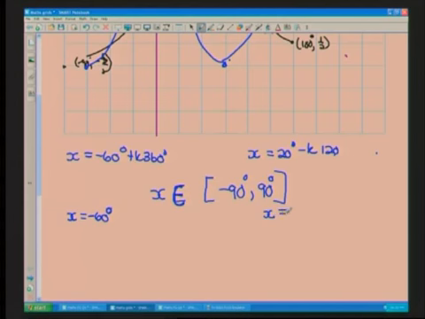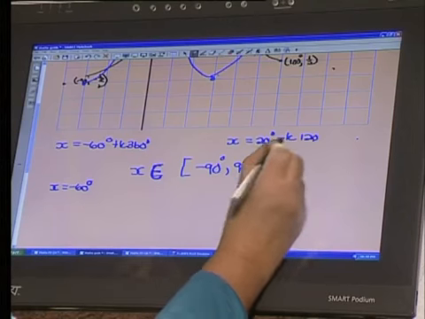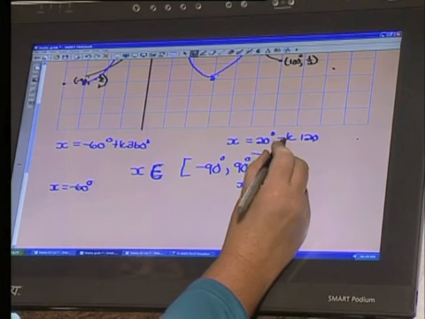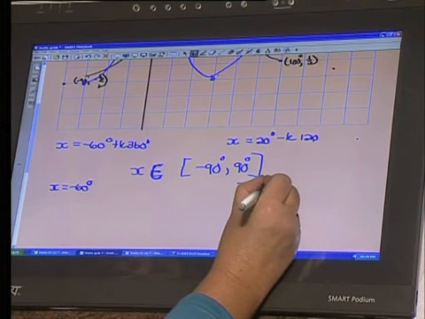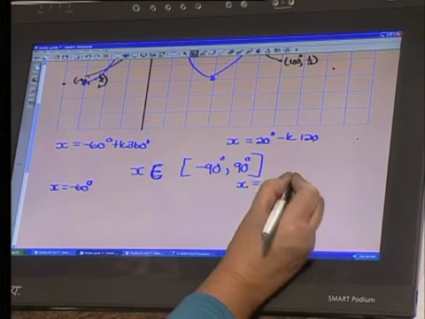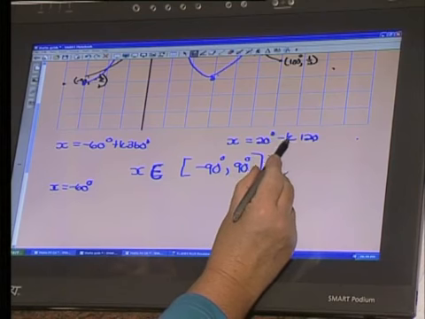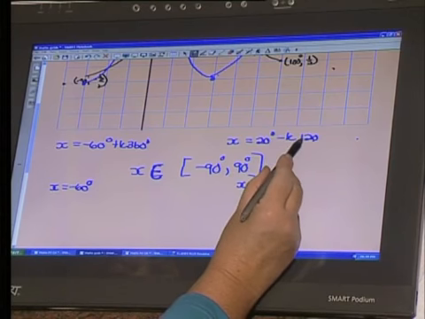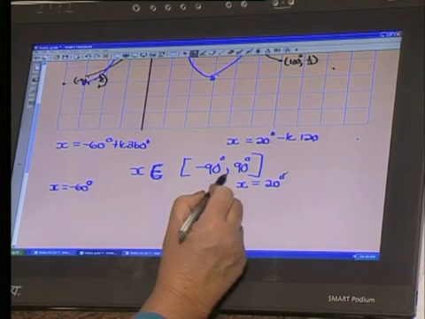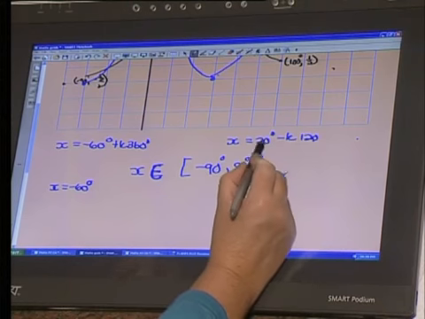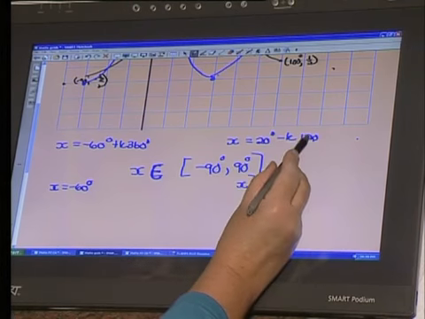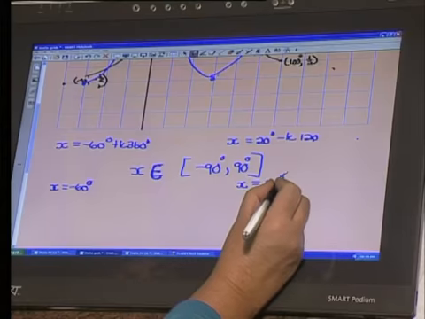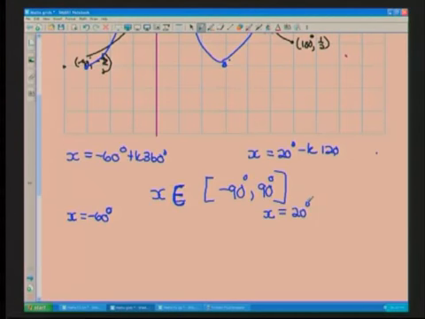Okay, so now what I'm doing is I'm busy generating the solutions off that. So if I go over here and I say k is 0, do you agree with me? The first possibility would be 20 degrees. Now, if I took k as 1, I would have 20 minus 120, so it would be minus 100 degrees, which is not in this restriction. And if I took 20 and I added 120, I'd have 140, which is also not in the restriction. So in terms of the second part of your question, those are your two answers.